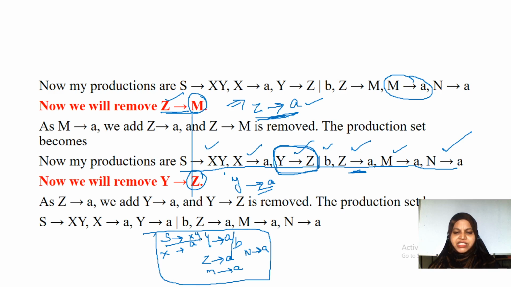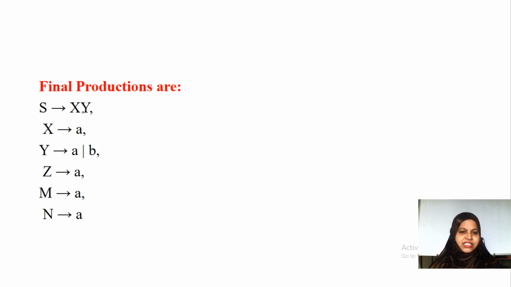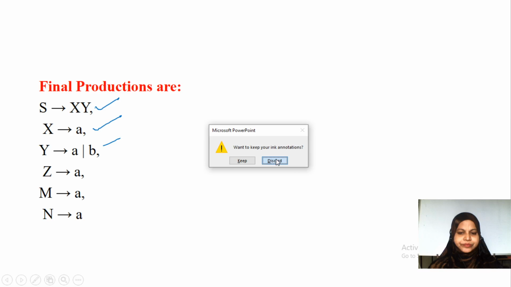X tends to xy. Is any unit production there? No. This is the grammar after removing the unit production. S tends to xy. Check for this one. Is it a unit production? No. X tends to a. Unit production? No. Y tends to a, b? No. Z tends to a is there. M tends to a is there. N tends to a is there. All these are not unit productions. So we have removed all the unit productions from this given grammar, right?